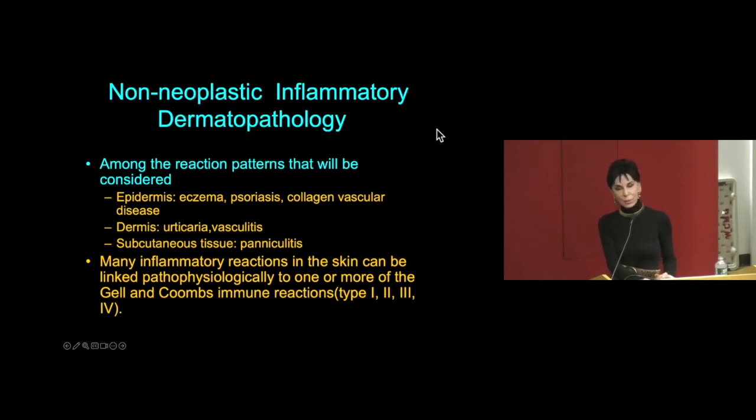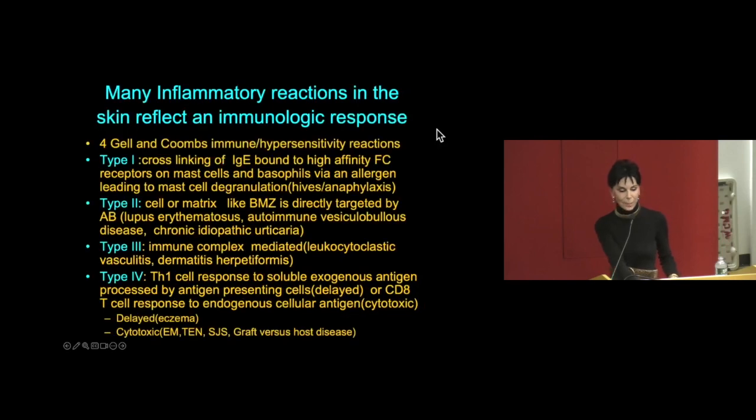Now, I think it's important to understand that many of the inflammatory reaction patterns that we see in the skin can be linked with the classic Gell-Coombs hypersensitivity reactions. And when I look at my cases every day, I always try to think of the inflammatory process in terms of the pathophysiology, since I think it does help clearly in determining etiology. So what are the four basic reaction patterns?